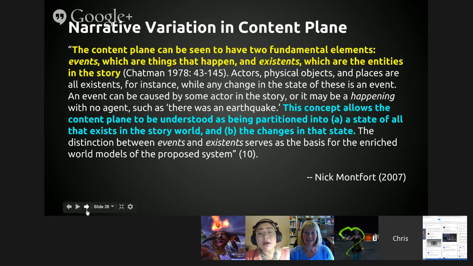An event can be caused by some actor in the story, or it may be happening with no agent, such as there was an earthquake. This concept allows the content plane to be understood as being partitioned into one, the state of all that exists in the story world, and two, the changes in that state. So you see there is a difference. So when you write a narrative, it's not good enough to say, this is what I'm going to write about. But again, how am I going to do it? How am I going to influence those states through the narrative? Those are the layers, right?